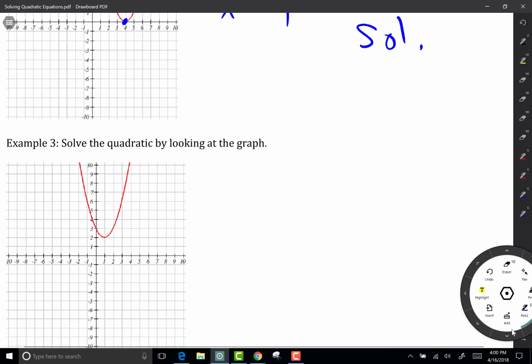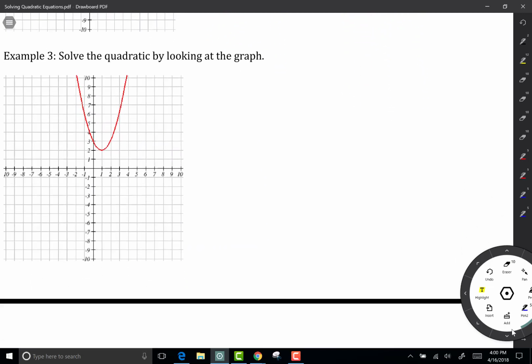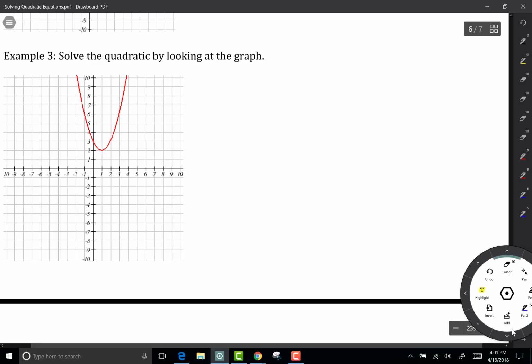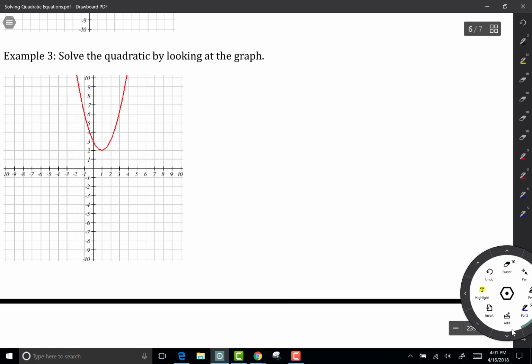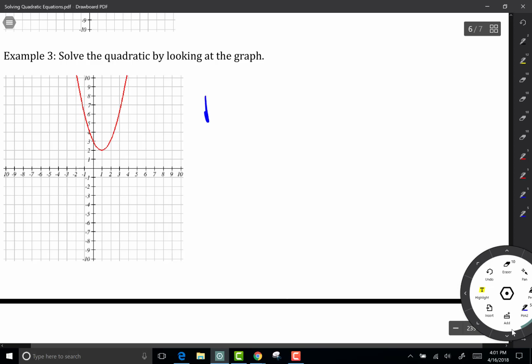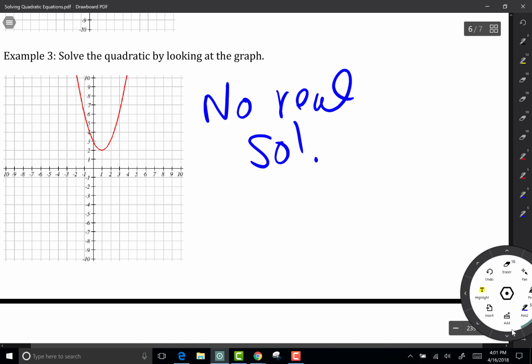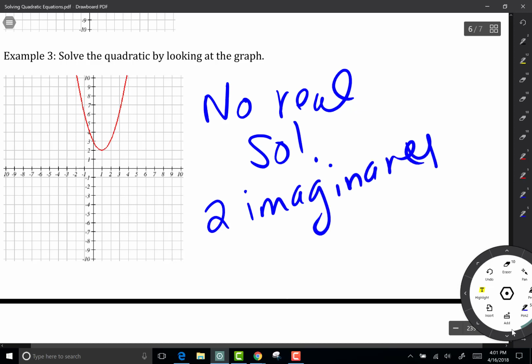Okay, the third example, when we solve the quadratic by looking at the graph, for this example, since it doesn't touch the x-axis, we're not going to have any real solutions. So no real solutions. Our solutions here are going to be imaginary. We'll have two imaginary. And that we can't tell by looking at the graph.